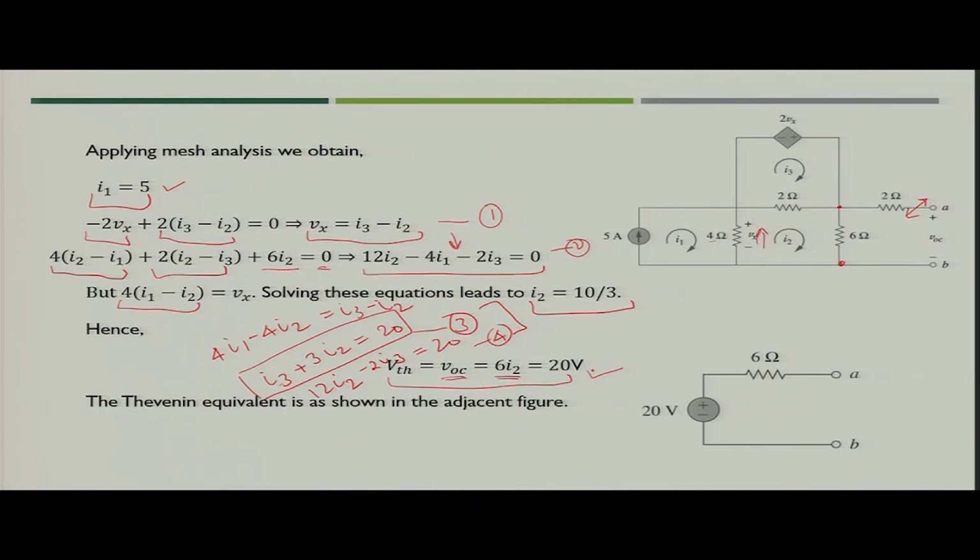So, now we have got VTH, we have got RTH. So, our Thevenin equivalent circuit will look like this, where the 20 volt voltage source would be in series with 6 ohm resistance.